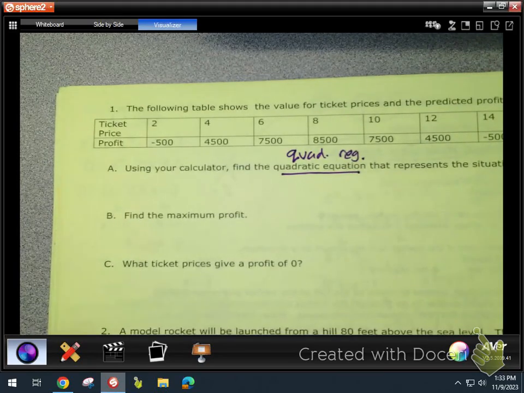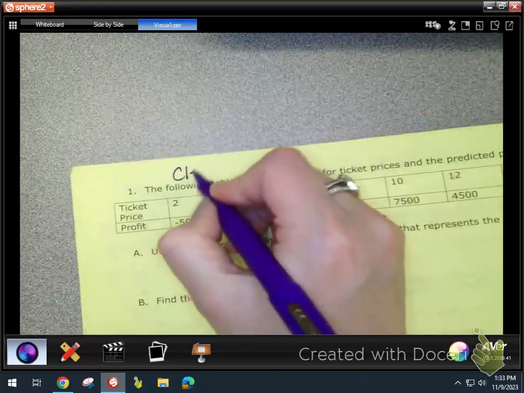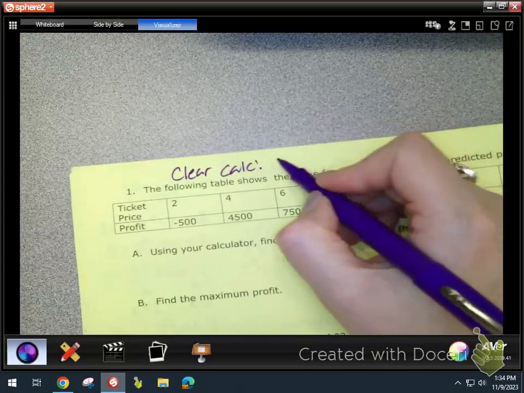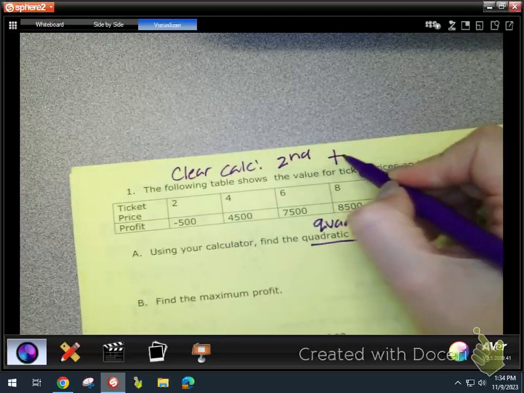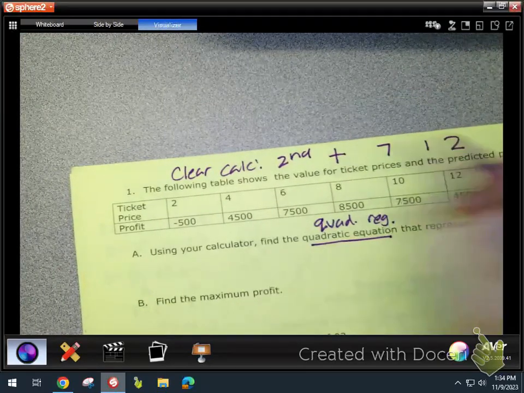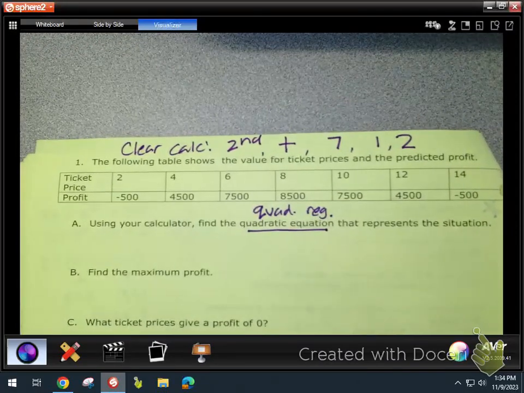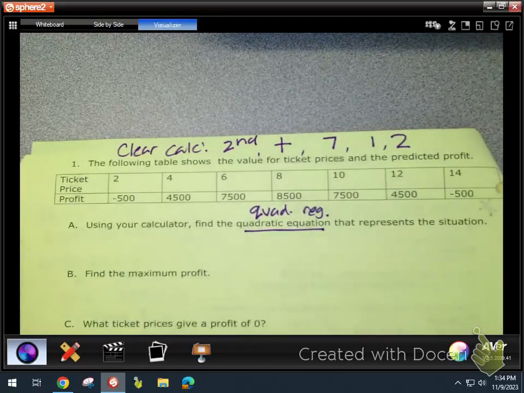So first thing, I want you all to do this real quick. Clear your calc, which is, how do you clear a calculator? Second plus 7, 1, 2. You're going to have to do this between when you get your test and everything. I'll have you clear them. But if you're ever like, I don't know what's going on, my calculator is being crazy, just reset it. It's easy, okay? Second plus 7, 1, 2. You don't have to do this between every problem unless you just want to. But yeah, okay?